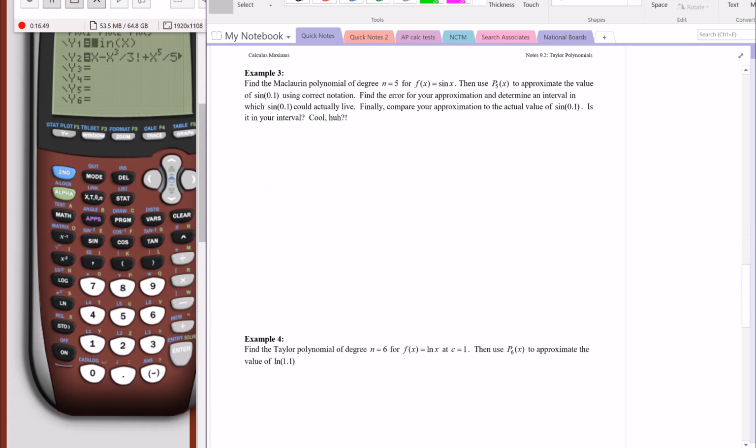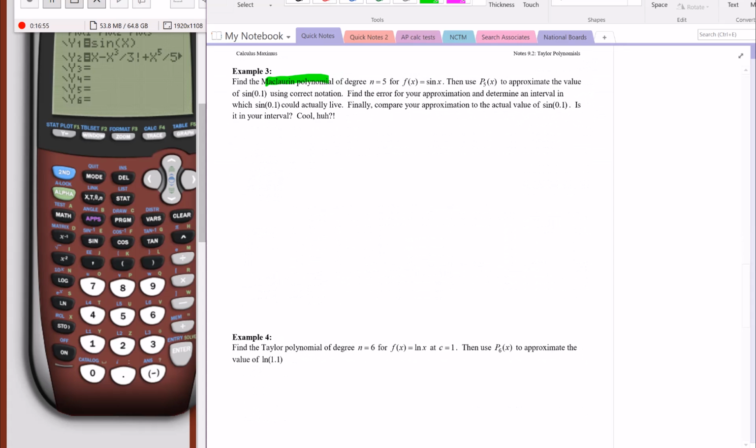Okay, so let's actually practice doing this, right? So our first thing is we're going to find the Maclaurin polynomial, which means that it's centered at c is 0, degree of 5, so the 5th degree for f of x equals sine x. So let's do that first, right? Basically what we're going to do is try to find the 5th degree. Actually, I'm going to have to do some work over here.